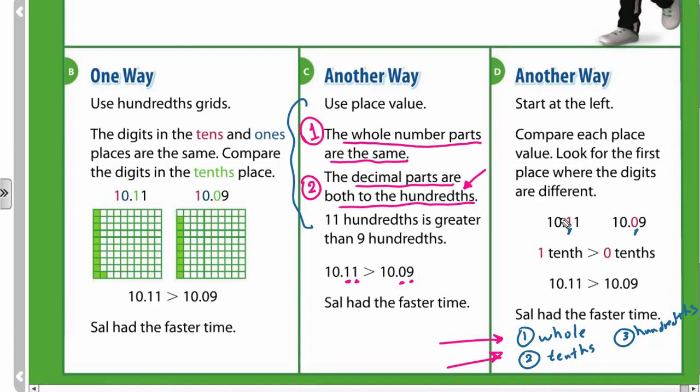So again, my heroes, we start with the whole number parts, the whole. Then we move to the tenths, and if the whole is the same, we move to the tenths. If the whole is different, we don't need to do extra steps. If the whole is the same, compare the tenths. If the tenths are different, don't move to the hundredths. If they are the same, yes, do step 3. So we go through them from left to right.